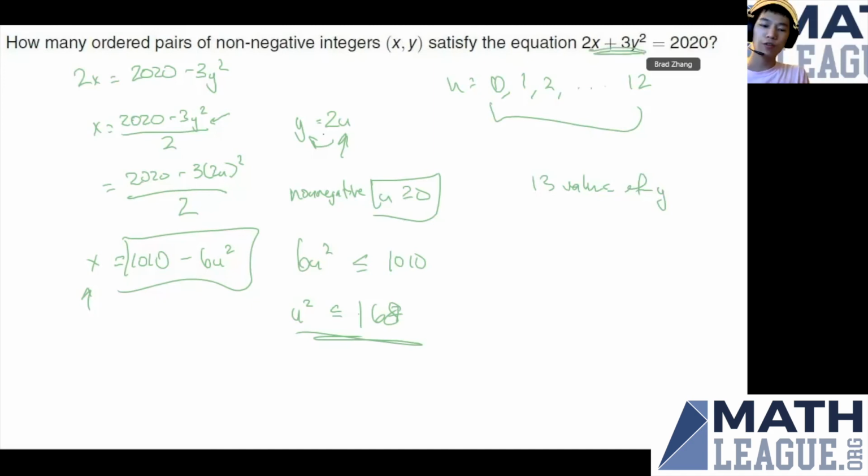Notice how we went from picking an x and trying to get a y, where you could have 1011 different values of x, to just asking: what is the number of perfect squares less than or equal to 168? We transformed a very complicated counting problem, and by organizing how we count it more efficiently, it's a much simpler problem when you look at it.